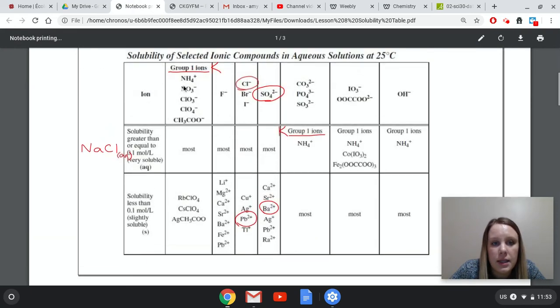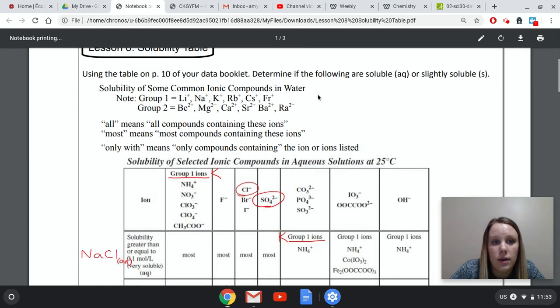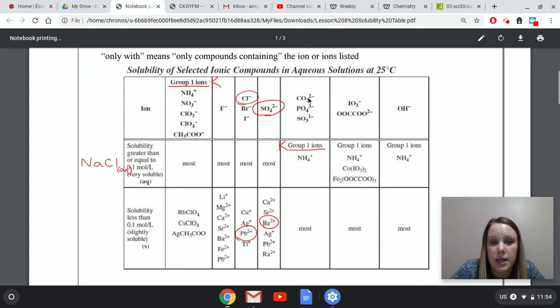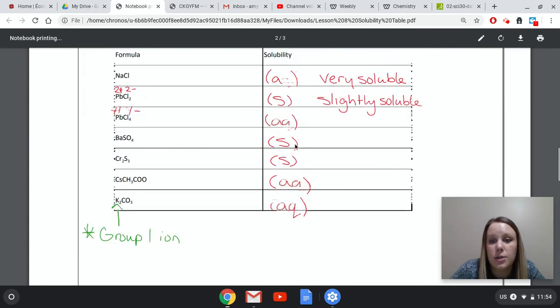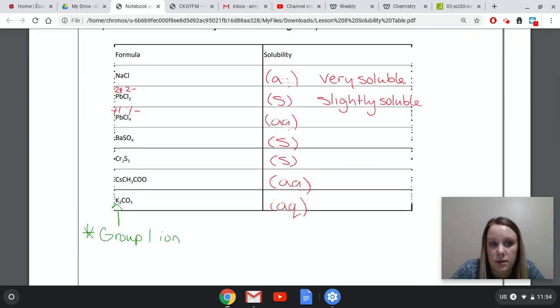So when you see that none of your ions are listed, that means that you're going to default to what we've been doing all along. We know that most things are solid at room temperature when we're making ionic compounds. So what I'm going to do with this one is I'm just going to call it solid as a default.